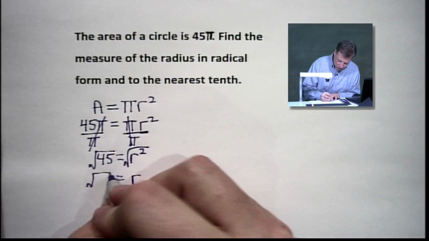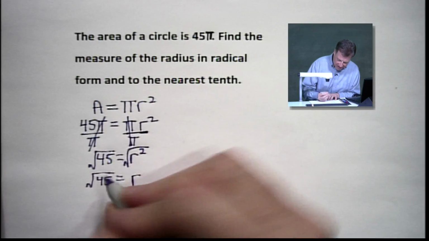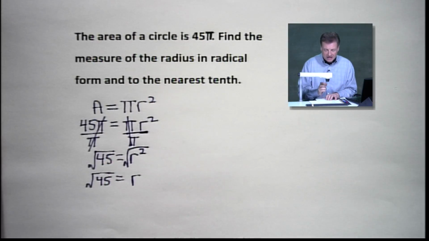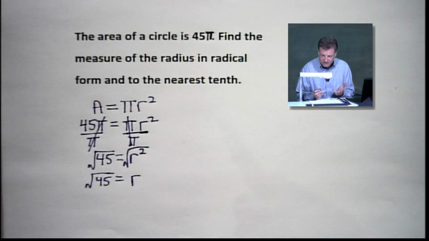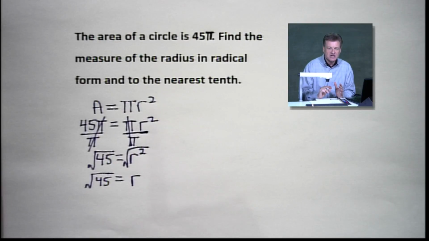Let's look at this square root of 45 creature we've got here. It's irrational. I cannot come out with a number times itself. The factors of 45 are 1 and 45, 3 and 15, 5 and 9. None of those represent a number times itself.